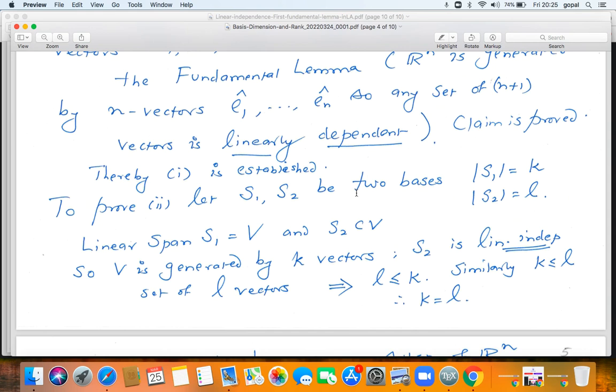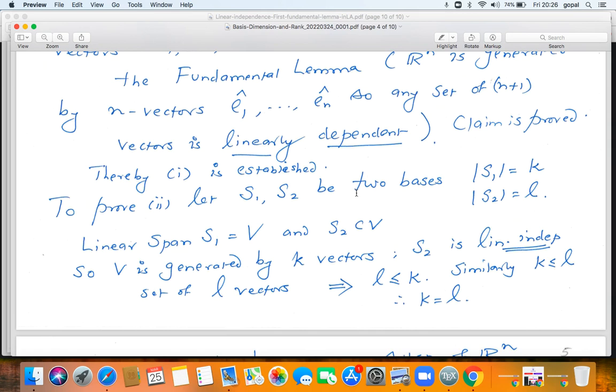We know that the linear span of S1, by definition of a basis, must be V. And S2 is a subset of V because it's the basis of V, so it must be a subset of V. And S2 contains L elements. But we know that the linear span of S1 is V. S1 contains K vectors. So K plus 1 or more vectors are linearly dependent.